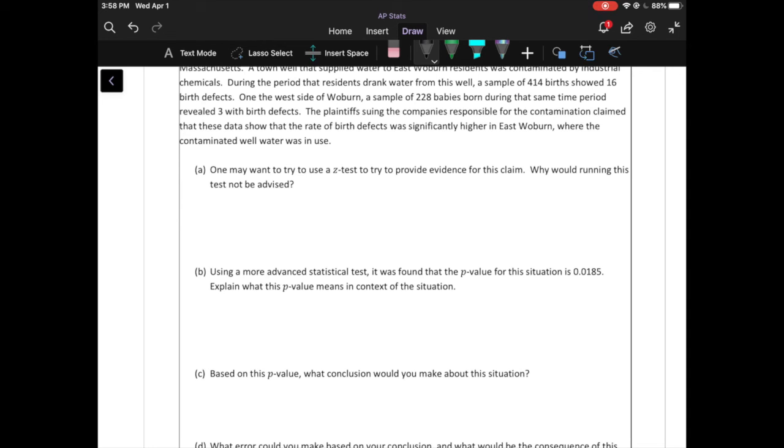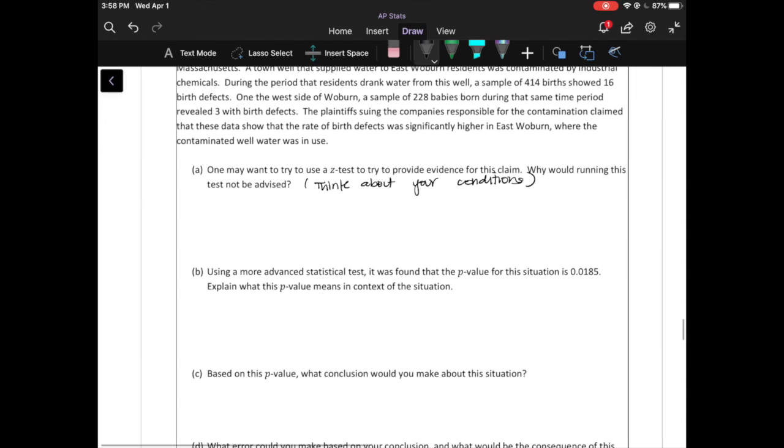One may want to try to use a z-test to try to prove the evidence for this claim. Why would running this test not be advised? And here's a hint. You want to think about your conditions. Okay. So go ahead. A check for understanding is going to pop up now, and you're going to answer this question. Think about the conditions. Why shouldn't we use a z-test?